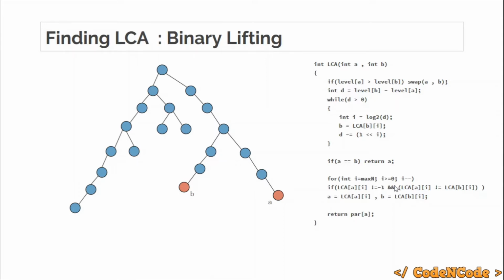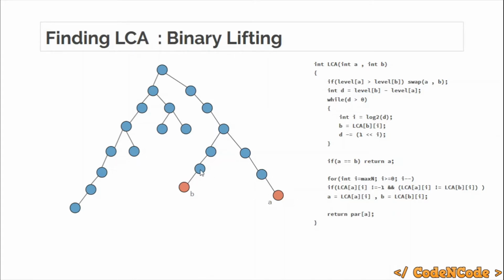Now I would decrease, I would become 3. So 2 raised to power 3, which is 8. So does the 8th parent exist or not? We see the 8th parent doesn't exist because for A and B at max the 6th parent exists. So again, since the 2 raised to power 3rd parent doesn't exist, it would be minus 1. So we won't update again. Now I would decrease and I would become 2. 2 raised to power 2, which is actually 4. So the 4th parent, yes, the 4th parent of A and B exists.